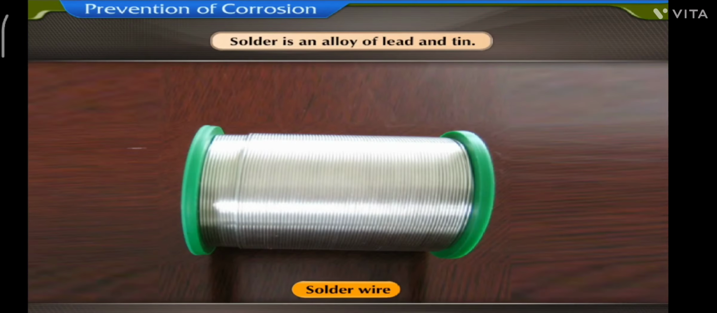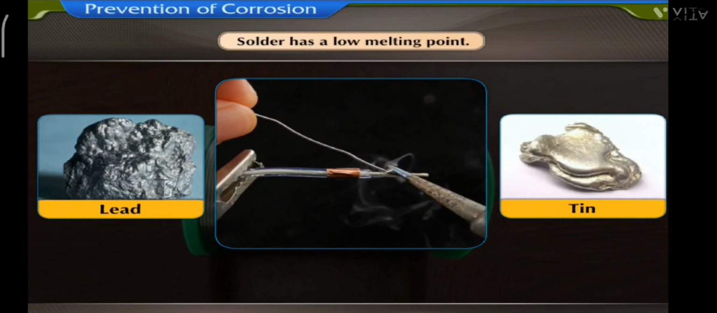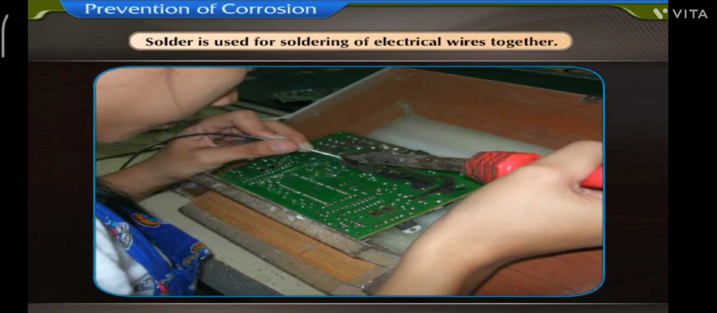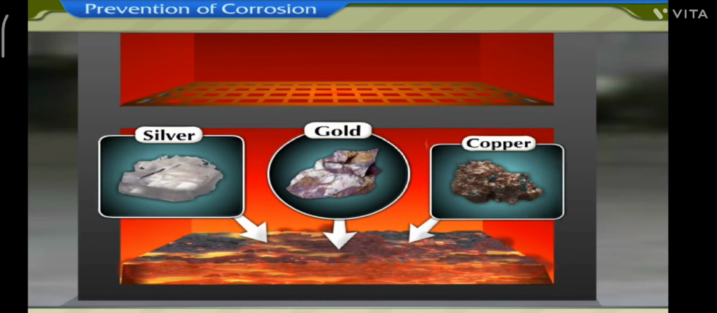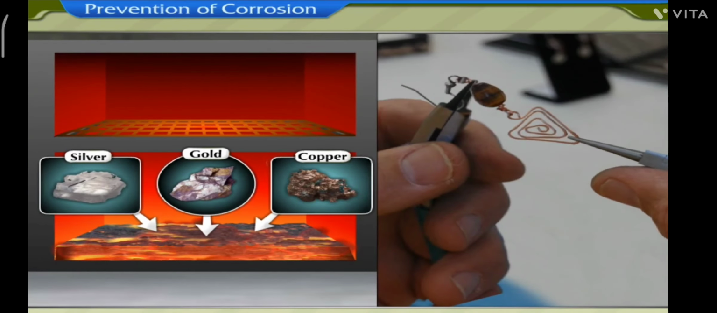Solder is an alloy of lead and tin. Solder has a low melting point, so it is used for soldering of electrical wires together. What are the alloys of gold? Gold is alloyed with small amounts of silver or copper to make it hard and suitable for making intricate designs.